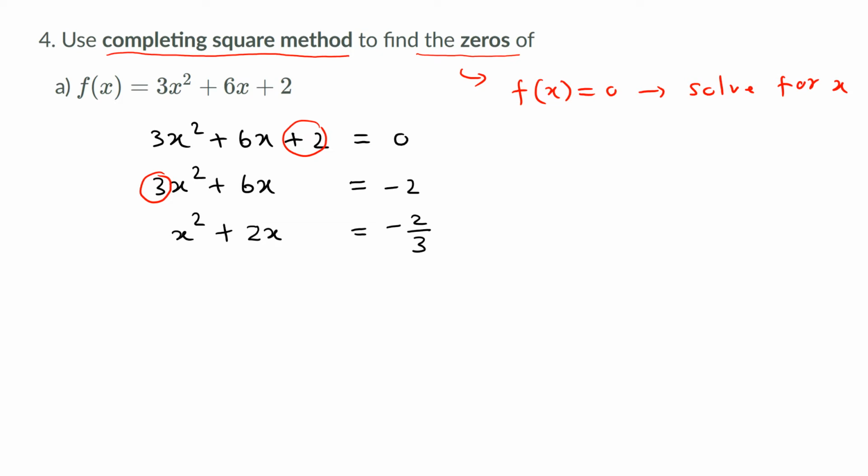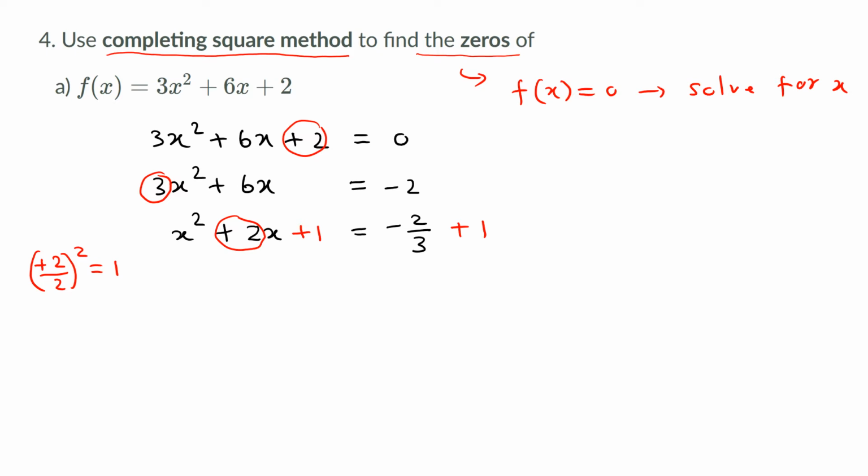Now we try to find the special term. What the special term is, we take half of the coefficient of x, so that means it's a plus 2, you divide by 2, and then we square that. Half of the coefficient squared, in this case, is 1, so we add that 1 to both sides. That's the next step. That's a special term. This is 1 in this case.